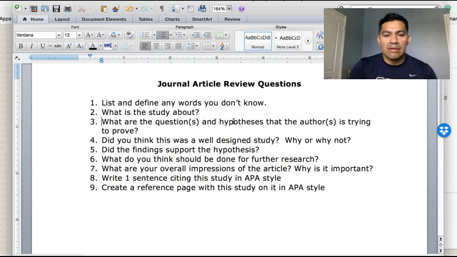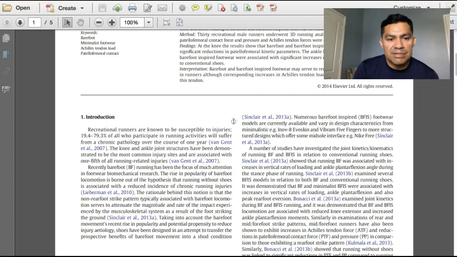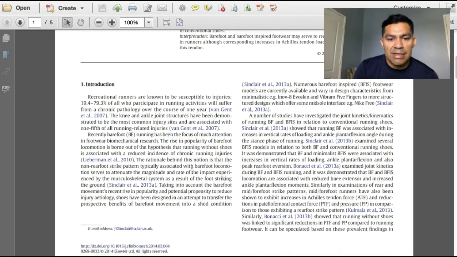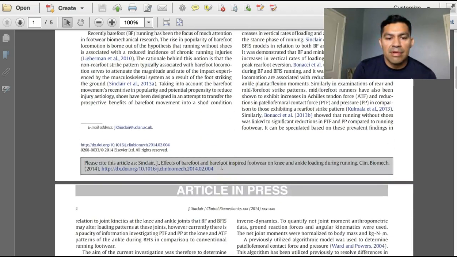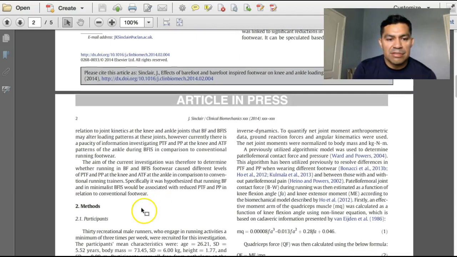So, let's look at the article. I want to turn your attention to the introduction portion because in the introduction, it gives you a brief literature review. So, it tells you everything that they know about this topic so far. But at the very end of the introduction, usually the last paragraph, that's where they state their hypothesis. So if you want to find the hypothesis, that's where it's going to be.